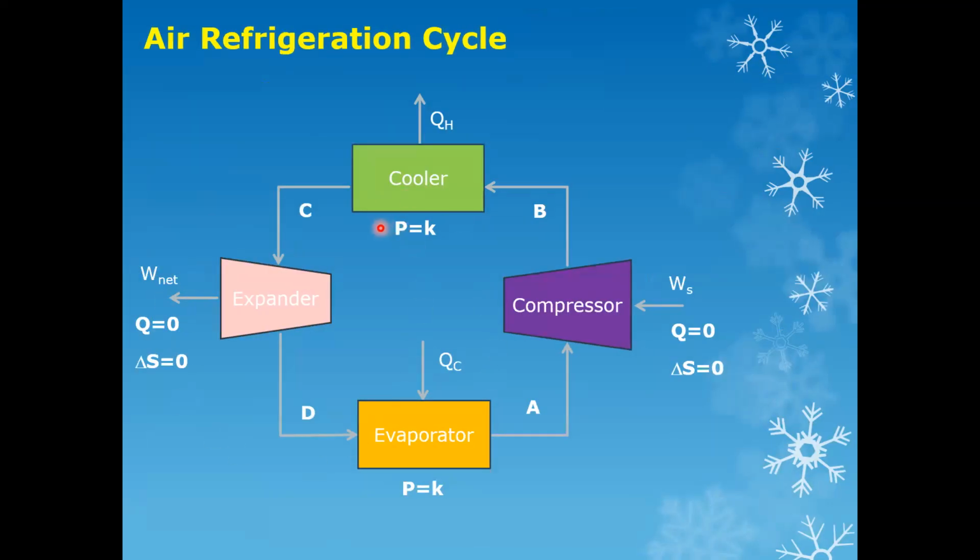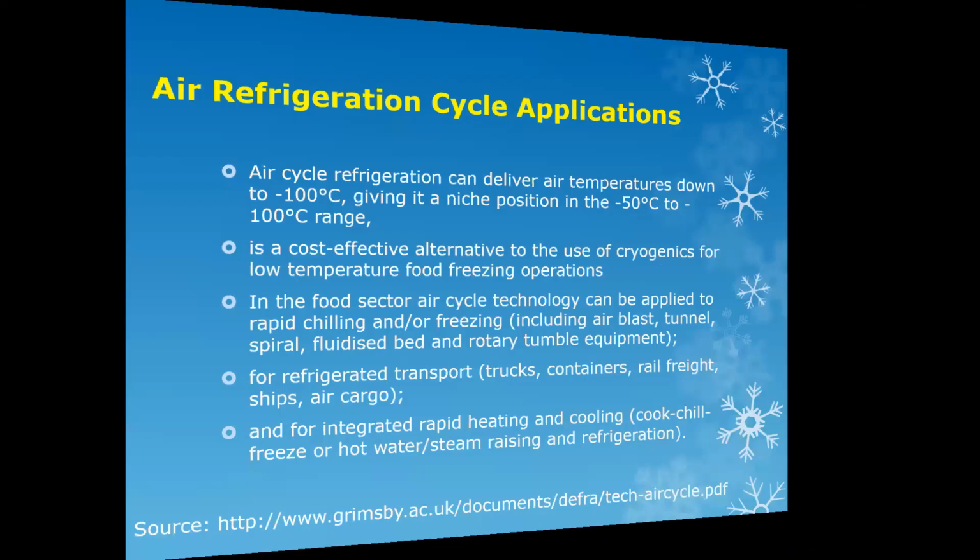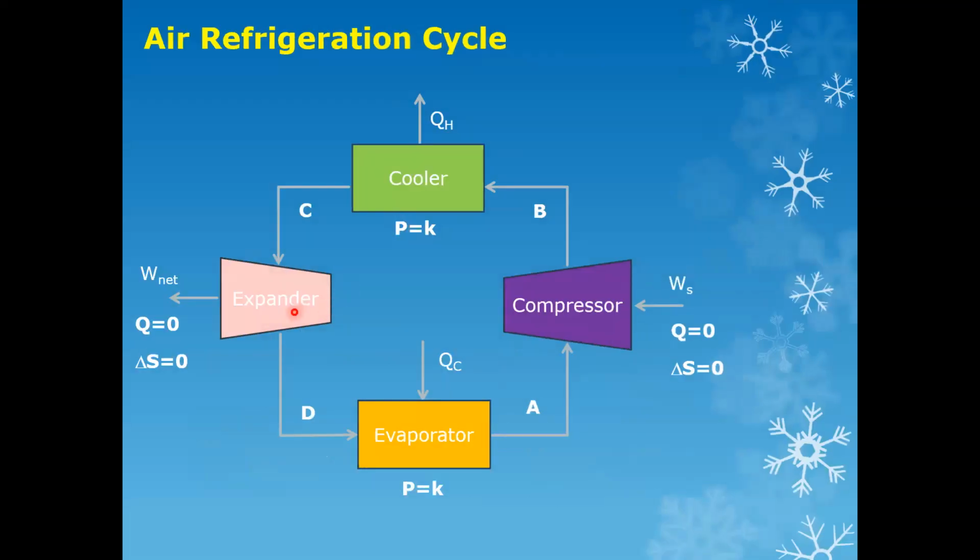And this is the process diagram of the air refrigeration cycle. Just like in the standard vapor compression cycle, we use a compressor and expander adiabatically and isentropically. And then, instead of a condenser, this one is a cooler. Heat release and heat absorption happen at constant pressure. So these are isobaric steps.